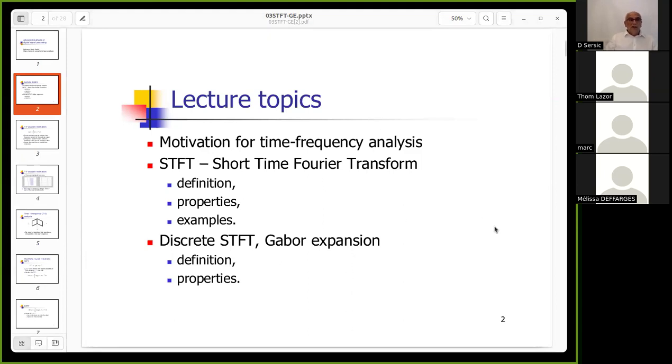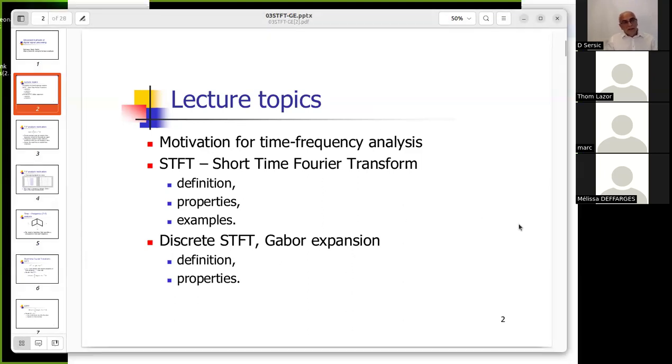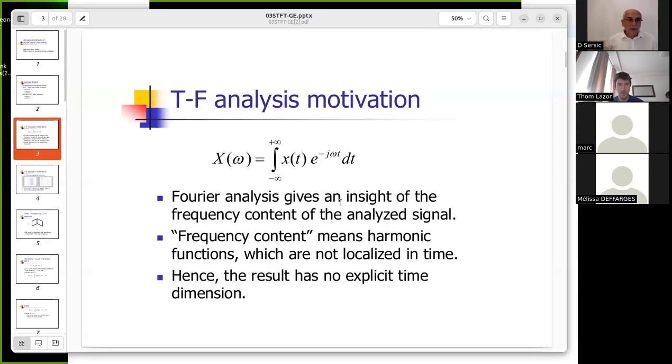So today we will be talking about the short-time Fourier transform, its definition, properties, and we will present some examples. The discrete version of STFT is called Gabor expansion. So our first question is, what's wrong with Fourier transform? The answer is, of course, there is nothing wrong with Fourier analysis, but what happens?